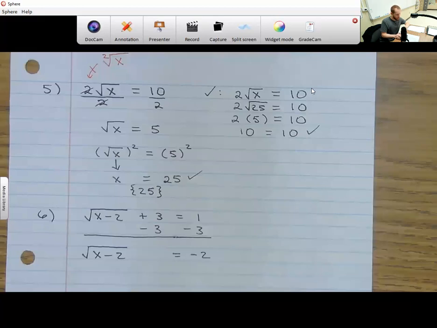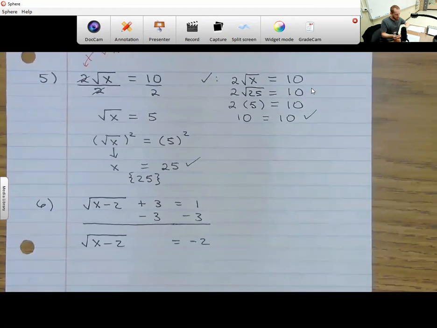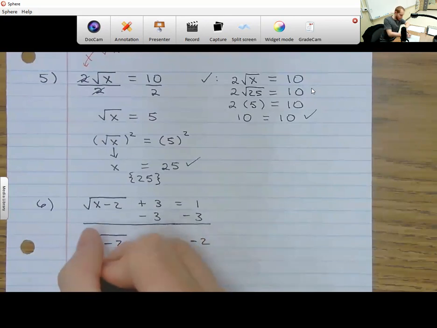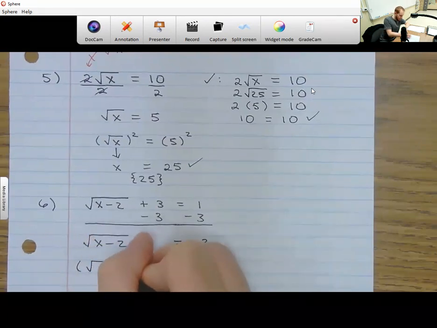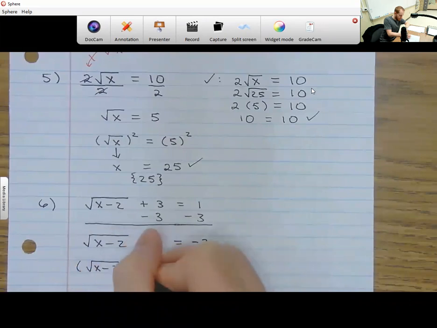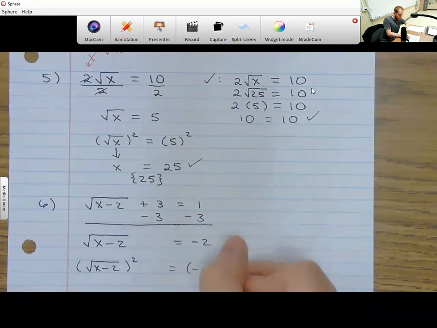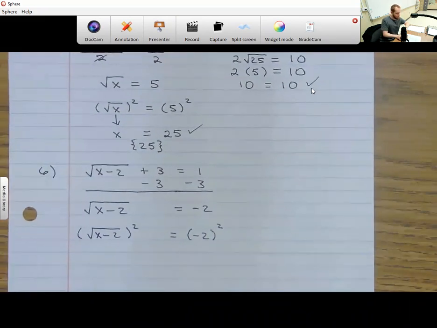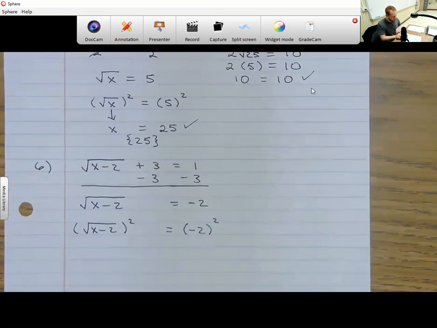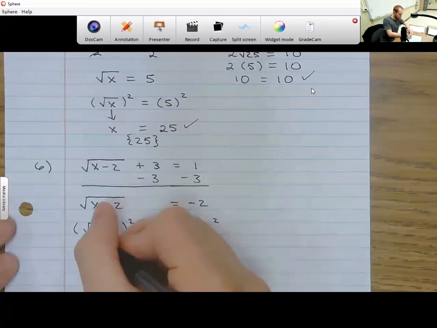I can get rid of the square root by squaring both sides, right? So I think, what's the opposite of a square root? It would be squaring both sides, right? So I'm going to put this in parentheses, and I'm going to square it on the outside, like that. And then this negative 2, I put that in parentheses, and I'm going to square that on the outside as well. Okay? So what happens is the square root and the square are going to cancel each other out.